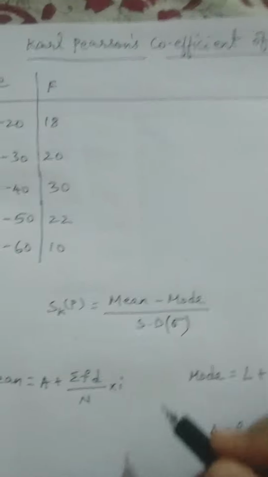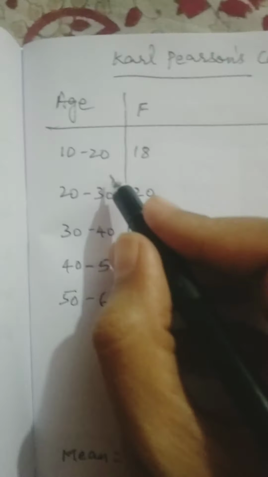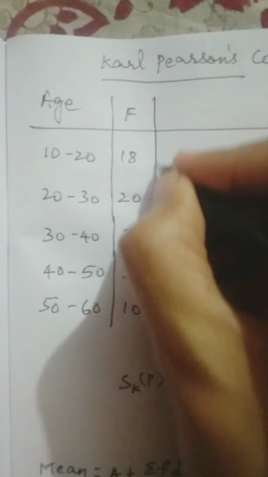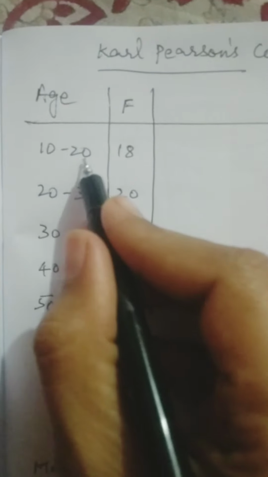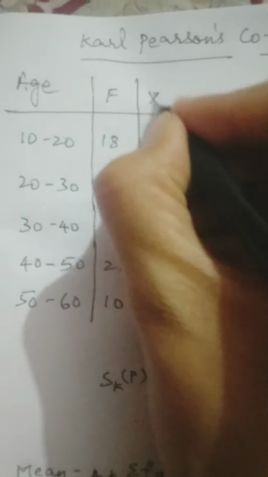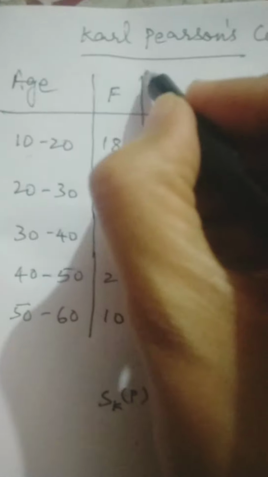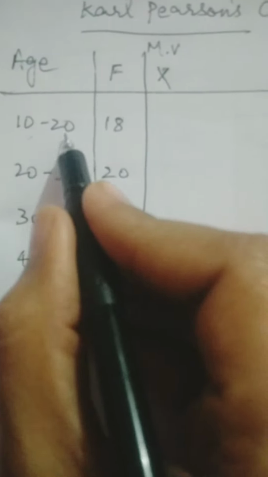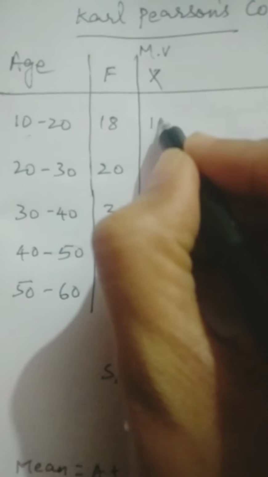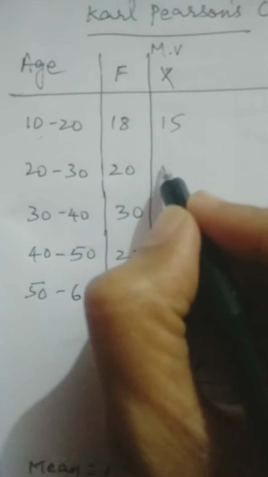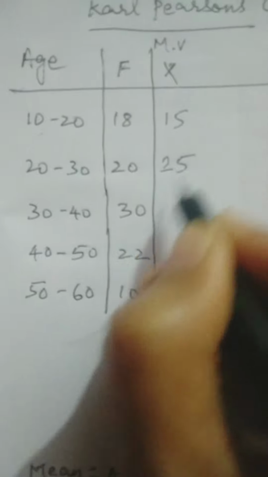Okay, we substitute here. So students, for this we have f value, we do not have x value, because as you can see, we have the values in intervals. I will write here x. We will calculate mid value, mv I will write mid value. So 10 plus 20 is 30. 30 divided by 2 is 15. Again add this, 20 plus 30 is 50. 50 divided by 2 is 25.